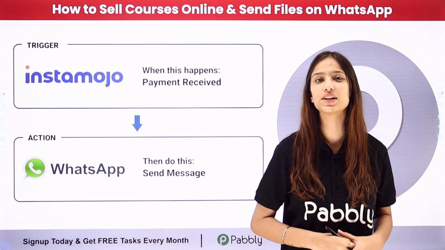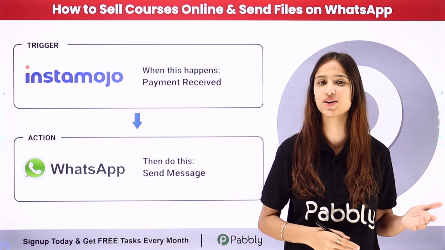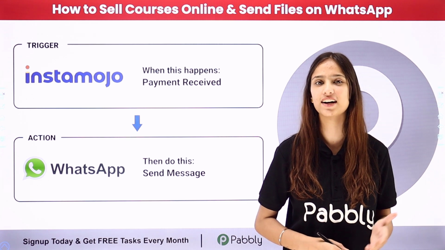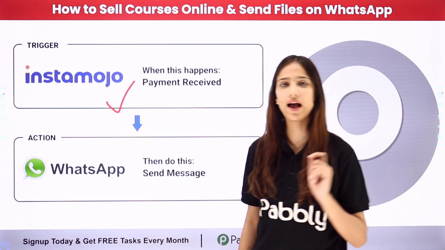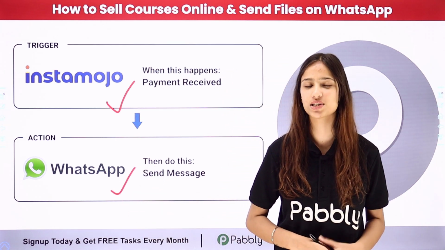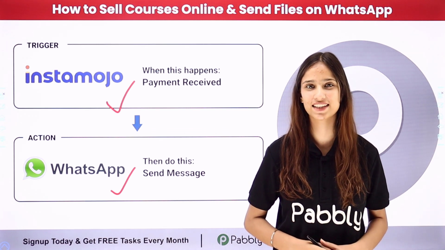To do this, I need to set up a connection between these two applications, for which I'm going to use this amazing automation software, that is Pabbly Connect. Pabbly Connect follows the concept of trigger and action. So my trigger application will be Instamojo and my action application will be WhatsApp. To send the WhatsApp message, I'm using WhatsApp Cloud API. If you want to learn more about this, follow me through the screen.